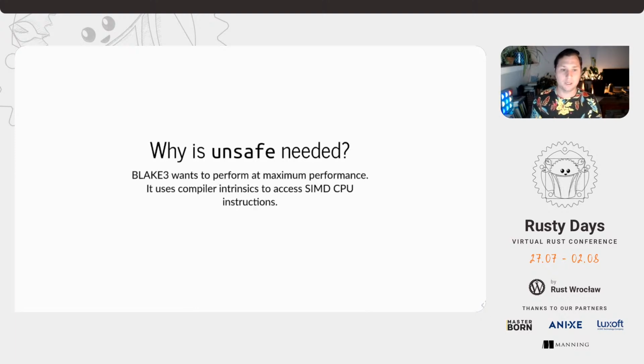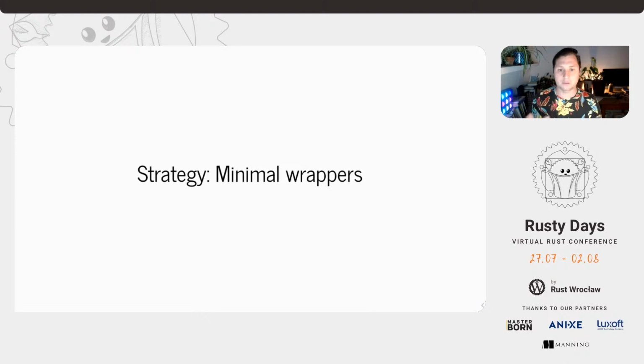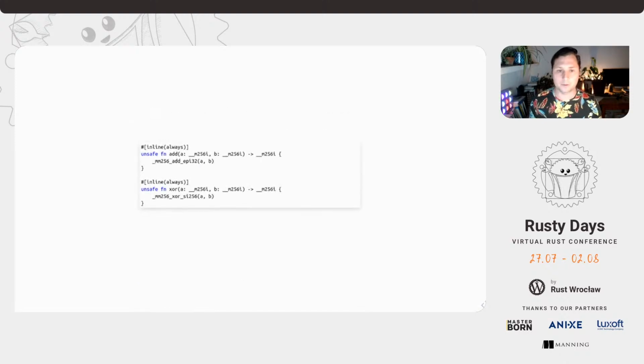Well, Blake3 wants to make use of very high performance functionality within the CPU, and that requires access to intrinsics. We have vector instructions that can operate on more than one element at a time. So they have used the minimal wrapper strategy as well.